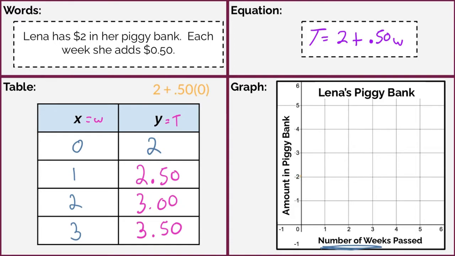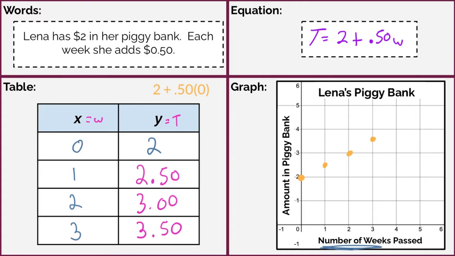So 0 is going to be at $2, 1 is going to be at $2.50, 2 is going to be at $3, and 3 is going to be at $3.50. So I put all of the points on the graph. So I've made all of my representations. I've made an equation, I've made a table, and I made a graph just by using my words.